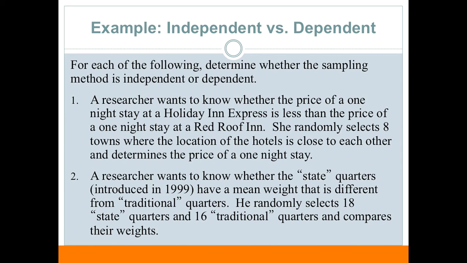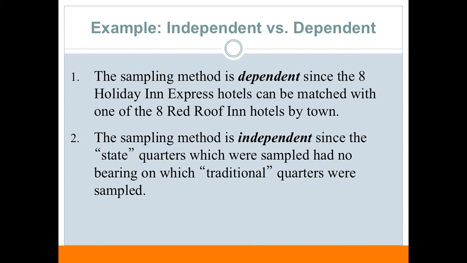So they're matched together. Depending on which Holiday Inn Express the researcher chooses, the Red Roof Inn also goes with that. Now, if we read the second example, a researcher wants to know whether the state quarters introduced in 1999 have a mean weight that is any different from traditional quarters. He randomly selects 18 state quarters and 16 traditional quarters and compares their weights. For this example, the sampling method is going to be independent since the state quarters which were sampled had no bearing on which traditional quarters were sampled.